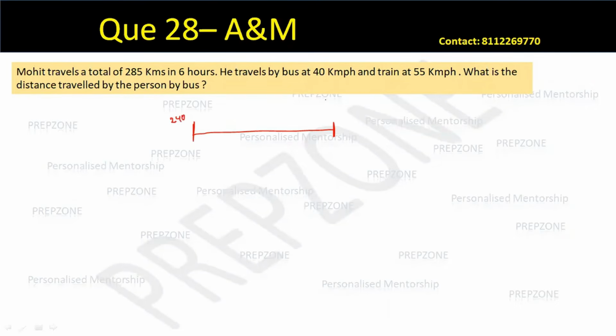Yes. 40, and at this side it will be 55 into 6, 330. Okay. Then at the middle it will be 285. So I got the ratio of 1:1. And then I thought it will be the same distance traveled, so just divided by 2. But I think it's not the case.